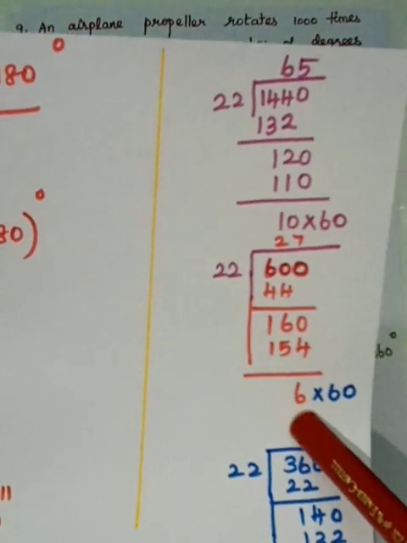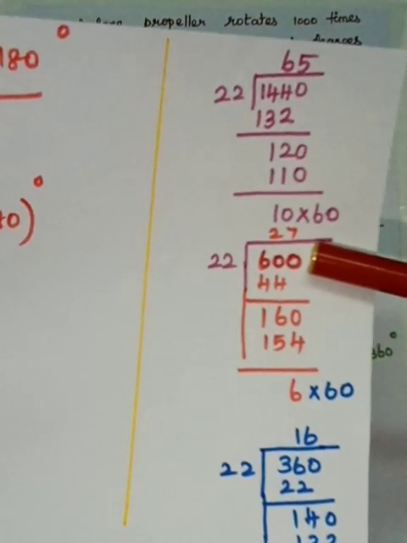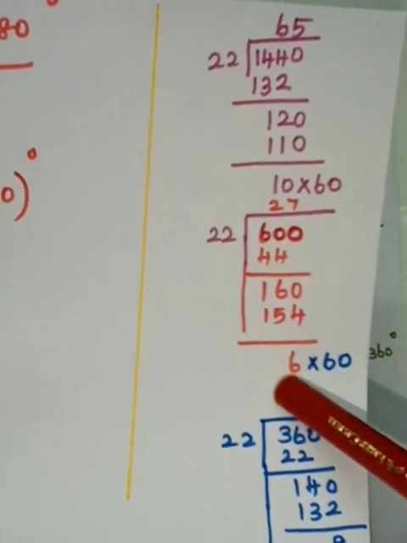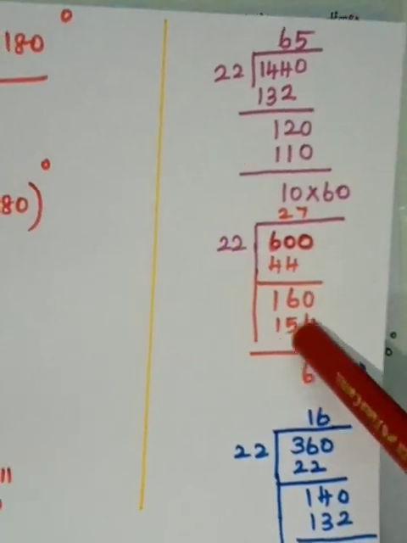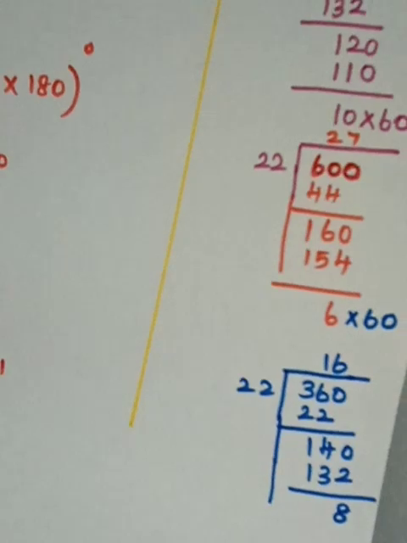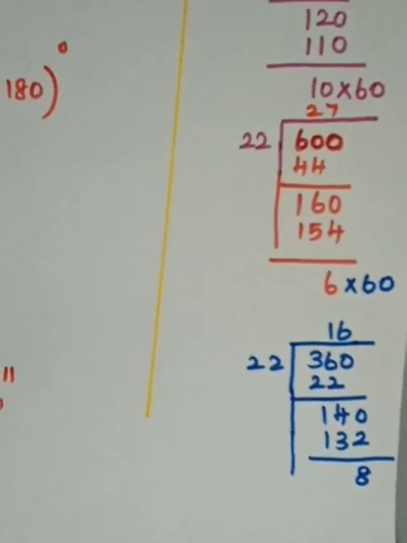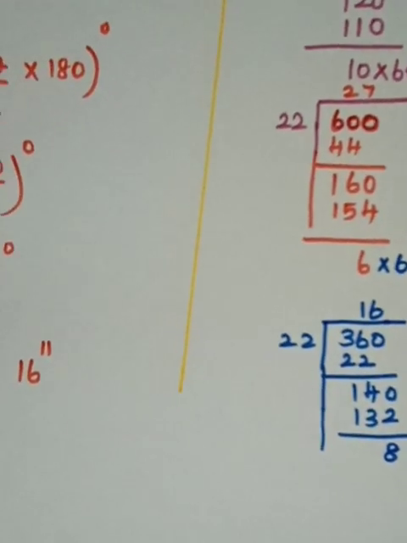The remaining is 6. So from the minutes, we move to the remainder 6, that is 6 by 22. The 6 has to be converted into seconds. So again, 60 seconds is equal to 1 minute.